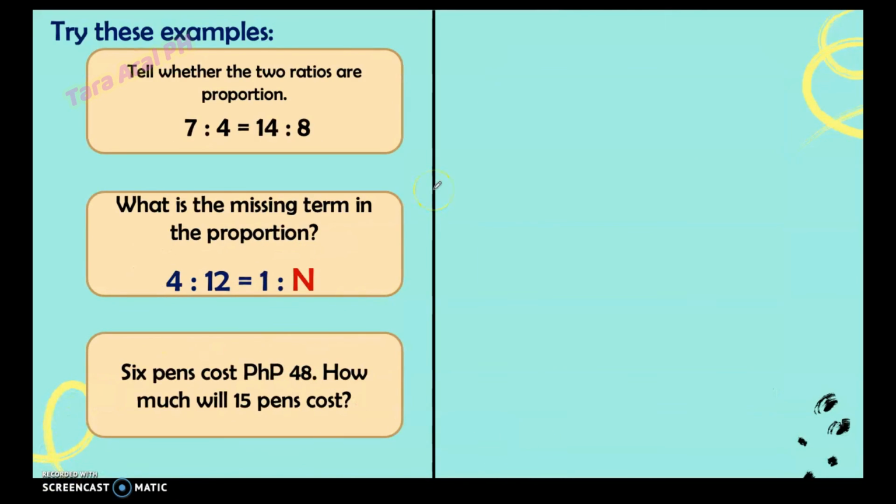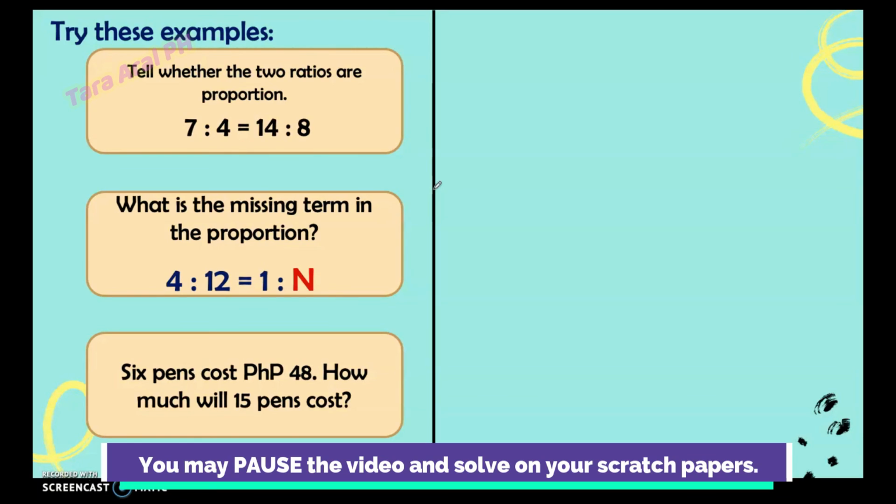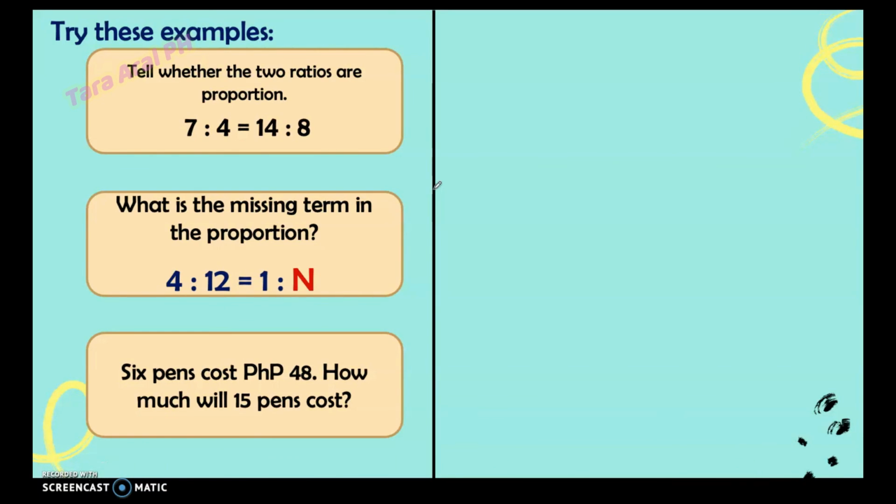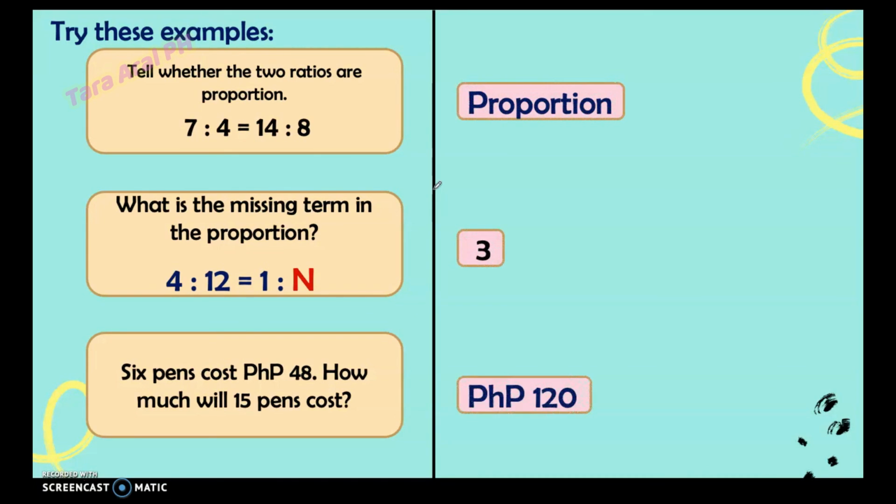I want you to try these examples. You may pause the video and solve, and you may resume to check for the answer. We have, okay, the answer is proportion, answer here is 3, and the answer here is 120 pesos. So I hope that you learned something from this video.